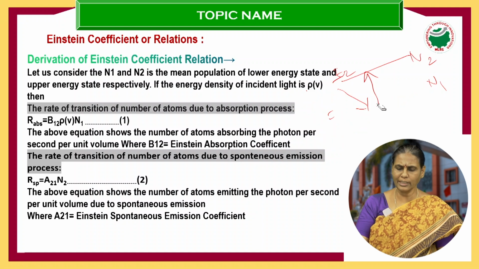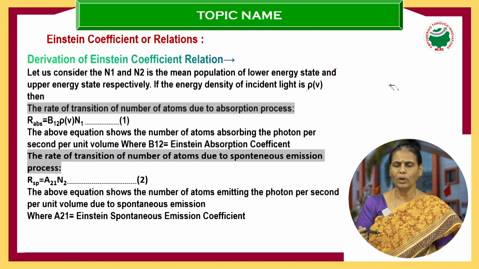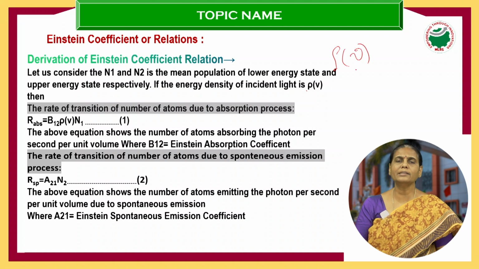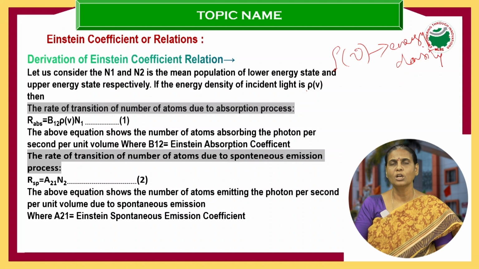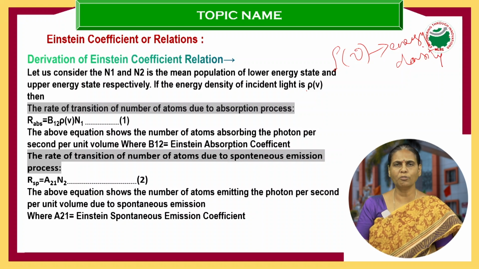Now, next thing is, on what factors does this process depend? In order to explain the various factors on which this process depends, let us assume the energy density, that is the photon energy, as rho of nu. Rho of nu is called the energy density. This is the amount of energy present per unit volume of the substance.